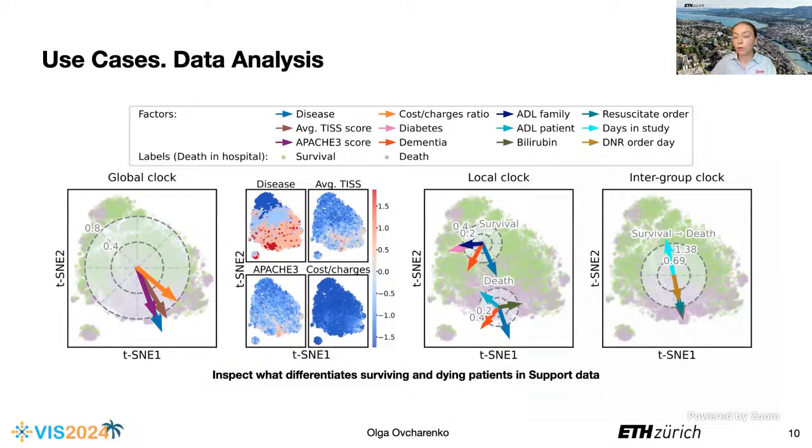So now local clocks. Local clocks represent points that belong to either the survival or death class, and we can see how features changed within each class. I will not stop on local clocks because of the time, but if you're interested, you can look at the paper and see what drives each class. Now, the intergroup clock shows features that differ between diseased and living patients, and mortality increases with higher values of the average t-score, which is brown, do not resuscitate order day, which is light brown, and if resuscitation was given, this is darker green.